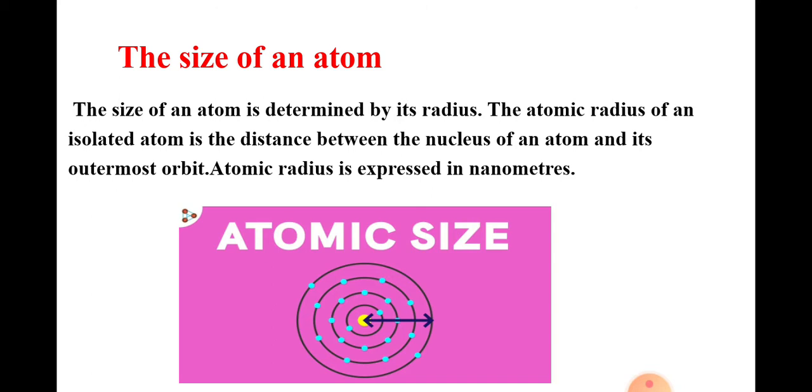The size of an atom. The size of an atom is determined by its radius. The atomic radius of an isolated atom is the distance between the nucleus of an atom and its outermost orbit. Atomic radius is expressed in nanometers.